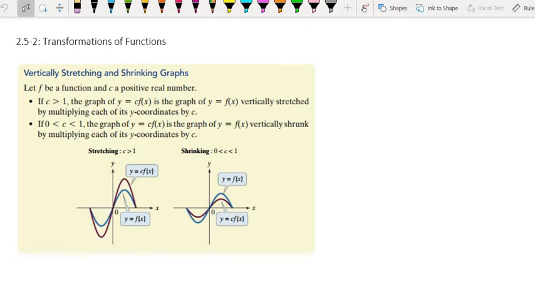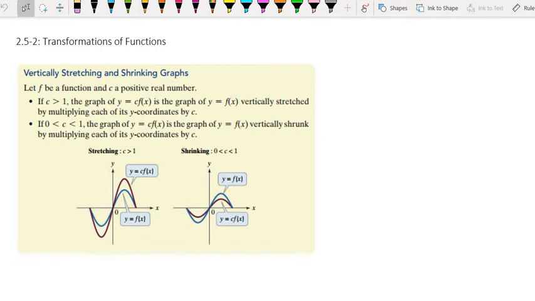Hello guys, today we're going to finish 2.5 transformations of functions. Let's take a look at vertical stretching and shrinking graphs. If you look at this graph, the first graph we're talking about is stretching, c greater than 1.